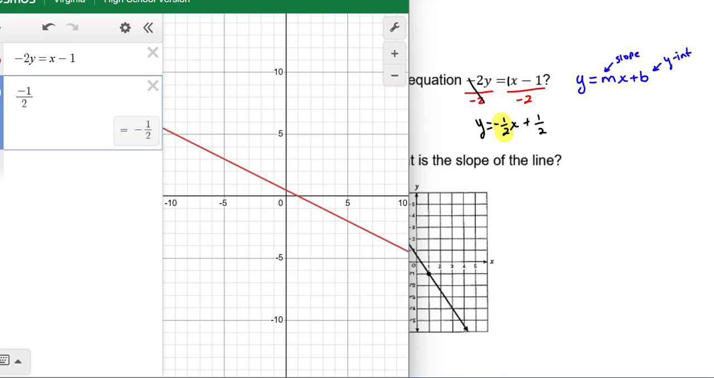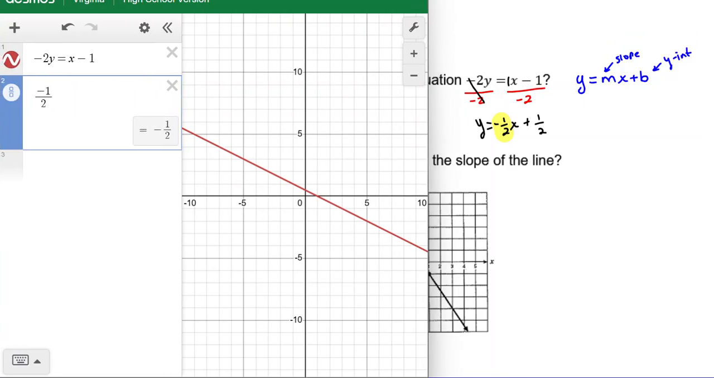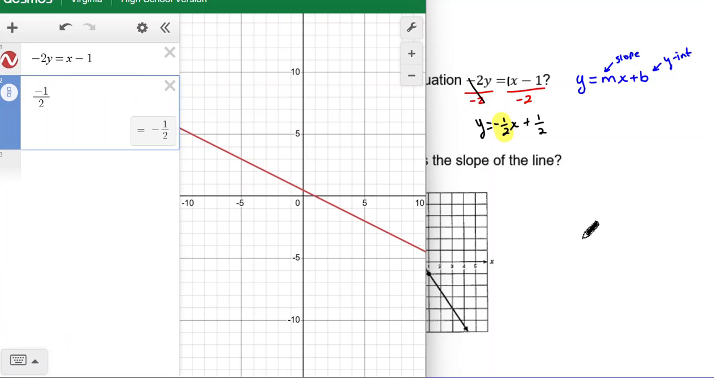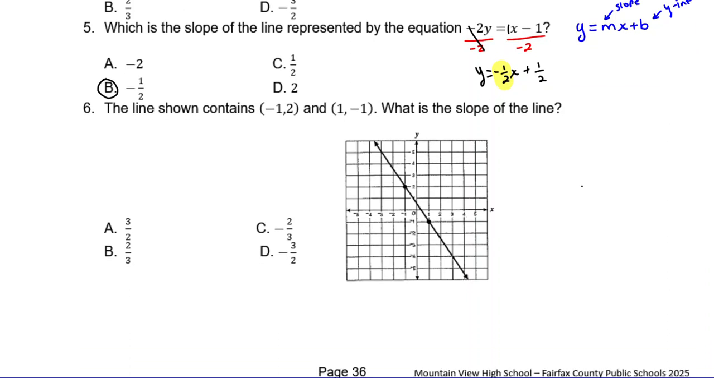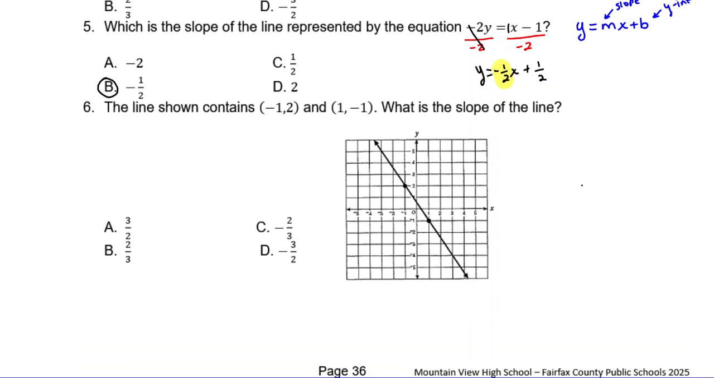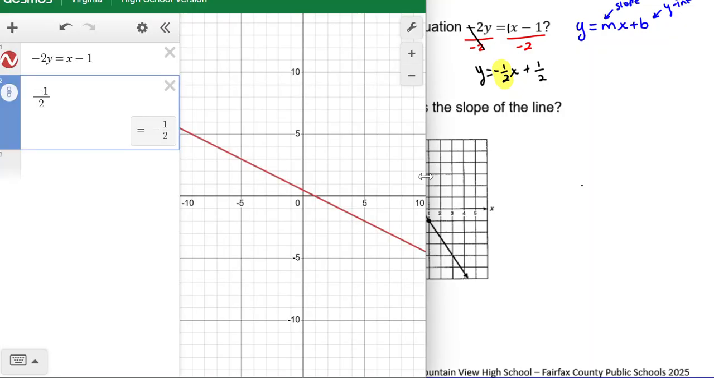So -1 over 2, which is just -1/2. Okay, so that's another way you can do it. I would definitely just put it in Desmos and look for the slope. All right, I already have a graph here, so I'll just use it. -1, 2, 3. I'm going to put it in Desmos so that I can reduce it.